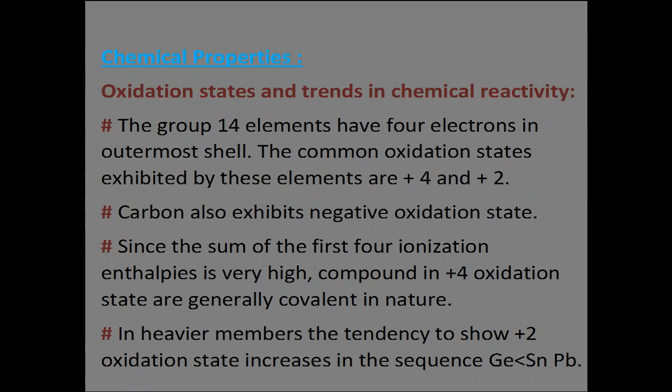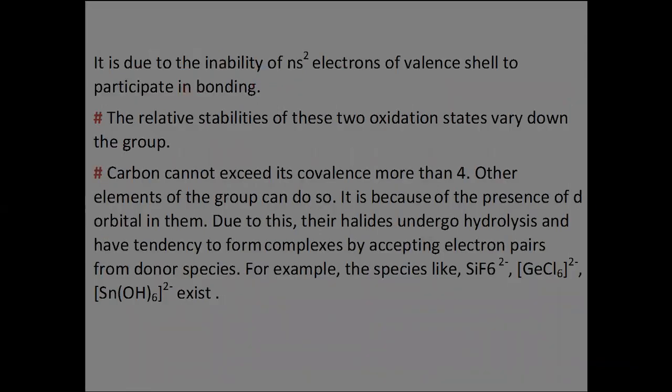Since the sum of the first 4 ionization enthalpies is very high, compounds in +4 oxidation state are generally covalent in nature. In heavier members, the tendency to show +2 oxidation state increases in the sequence germanium < tin < lead. It is due to the inability of the ns2 electrons of the valence shell to participate in bonding. The relative stabilities of these two oxidation states vary down the group.